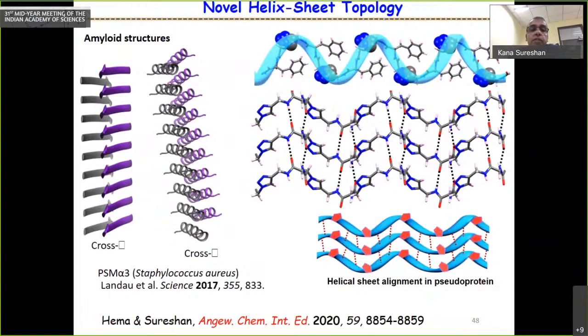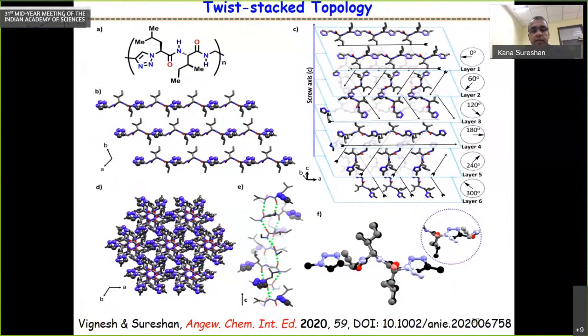This is another topology, a novel helix topology, which we have got with another peptide. This is an amyloid structure on the left side. Usually an amyloid structure has beta sheets stacking together. And recently Landau reported a closed alpha amyloid, wherein alpha, we have made another topology wherein we have a two-stack topology. Next slide, please.